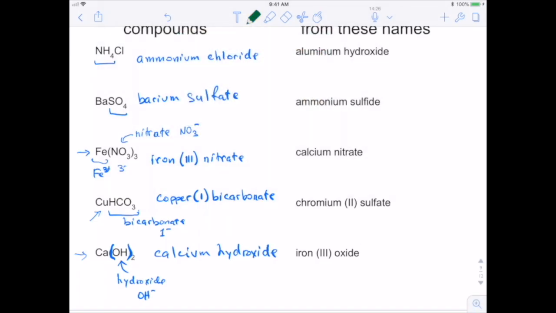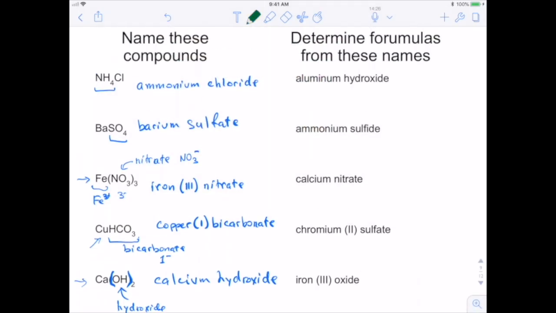Now let's practice working from the names and deriving what the formula is. Aluminum hydroxide. Remember, the cation is always listed first and the anion is always listed second. Aluminum ion, well, we look at the periodic table, you see where aluminum is in group 3. It has a valence of 3. If it can, it will lose 3 electrons to come up with the electron configuration of the nearest noble gas. That's the most stable. So aluminum, if it can, would lose 3 electrons and become 3+.